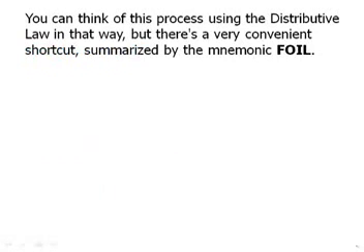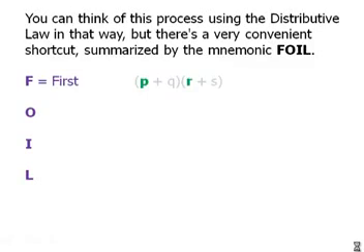You can think of the process using the distributive law in that way, but there's a very convenient shortcut summarized by the mnemonic FOIL, the word FOIL. So what does FOIL stand for? Well, FOIL stands for first. So by first we mean the product of the first two terms inside the parentheses, p and r. Each one of those is first in its own parenthesis, and so the product of the first terms, that's one of the terms.